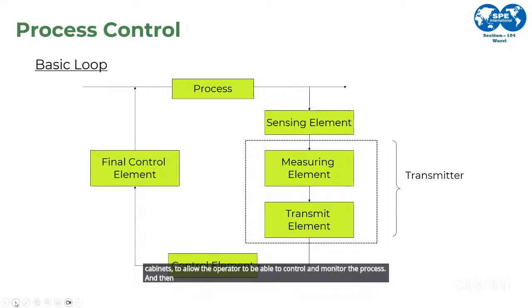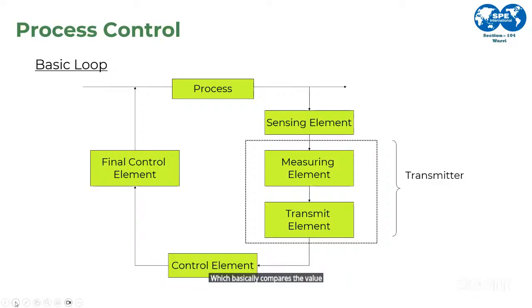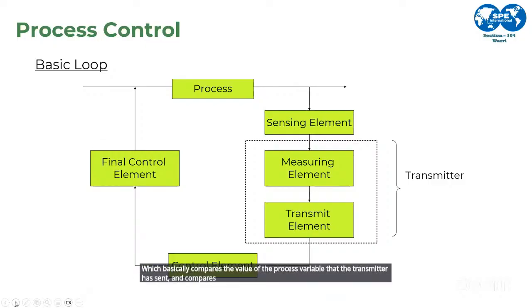And then we have the next element, which is basically the control element or the comparing element, which compares the value of the process variable that the transmitter has sent against a desired set point.